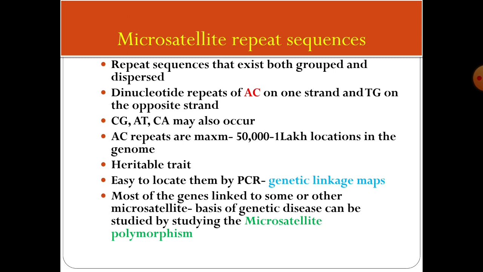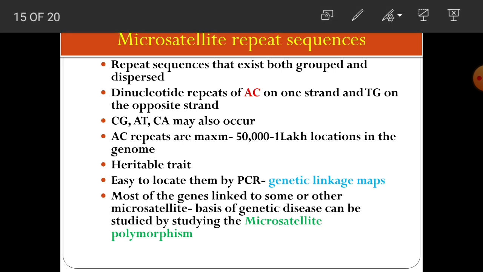As the name suggests, microsatellites are micro, small, and distantly present, but they are also repeat sequences, smaller patches of these repeats, found at different places. These repeat sequences can exist both in a grouped or dispersed manner. The most frequent ones are the dinucleotide repeats of AC.